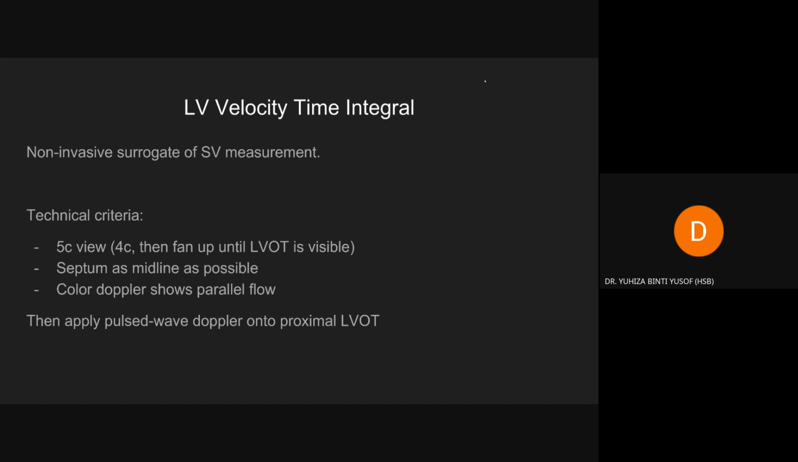So in order to get a good measurement, you have to achieve a few technical criteria. You have to do a 4-chamber view, then you angle outwards until you see the 5th chamber, which is your aorta or your outflow tract. You need to try to ensure the flow, the pulse, is aligned.